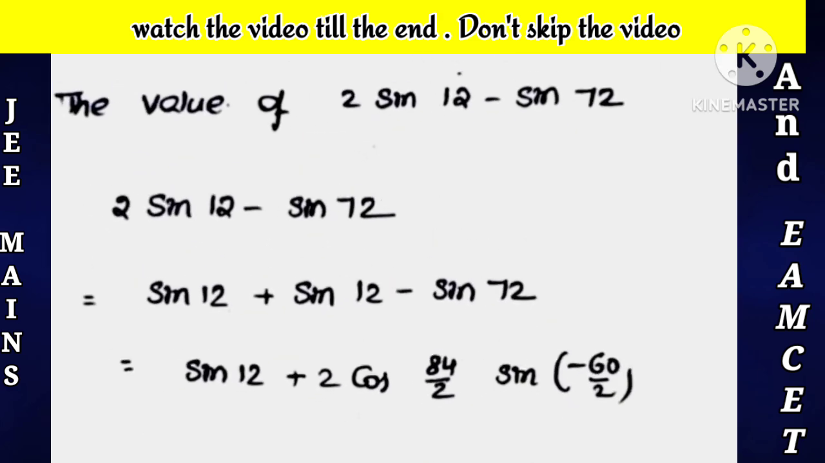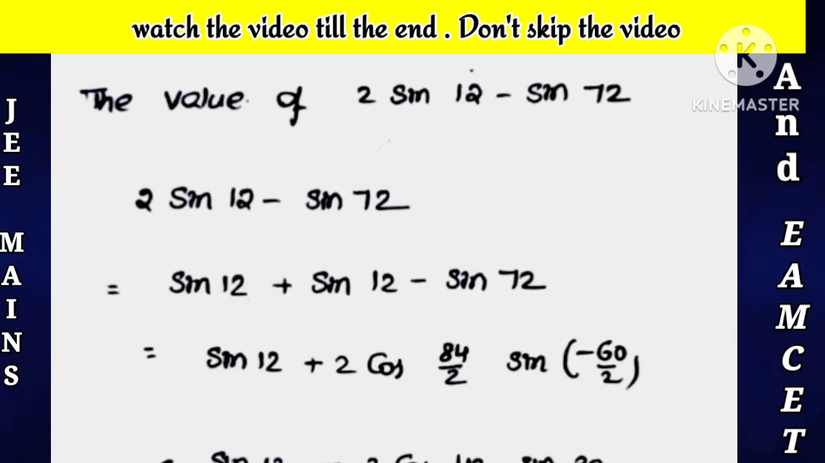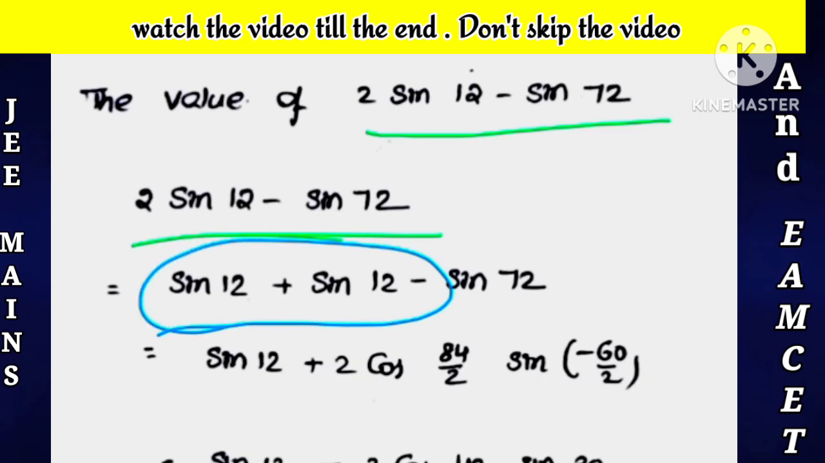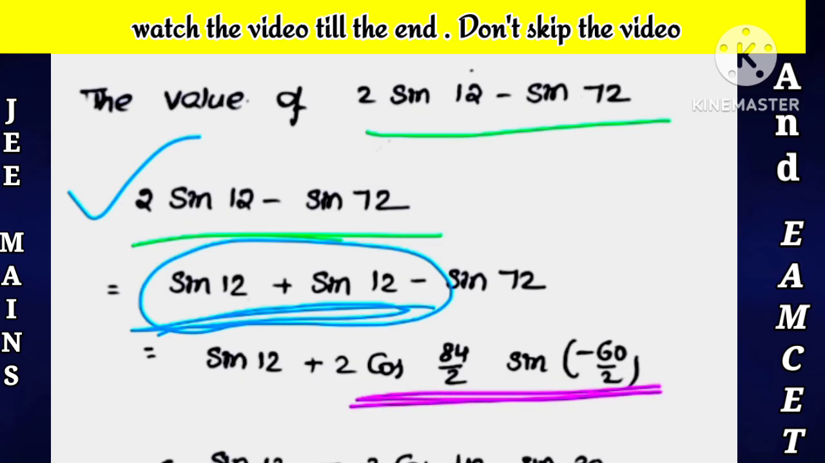See the next problem. The question is, what is the value of 2 sine 12 minus sine 72? Okay, this is the question. Very easy question. In the first step, write this 2 sine 12 as sine 12 plus sine 12, and to the second and third terms apply the sin c minus sin d formula.